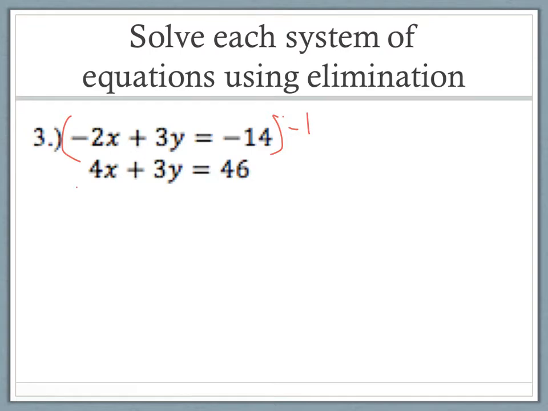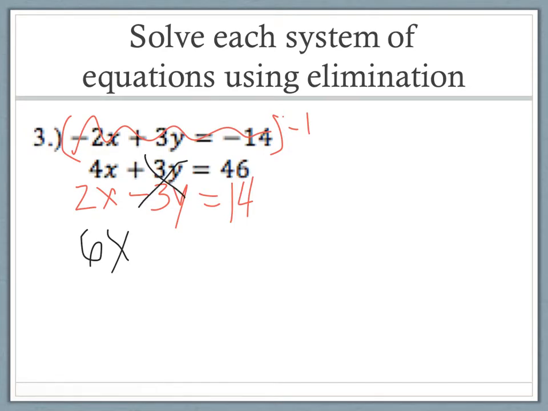Because then I'm going to end up having a positive 2x minus 3y equals positive 14. Okay, so now if I just look, I have a 3y and a negative 3y, so now I can use elimination. So 4x plus 2x gives me 6x. These eliminate, equals 46 plus 14, which is 60. Divide both sides by 6.